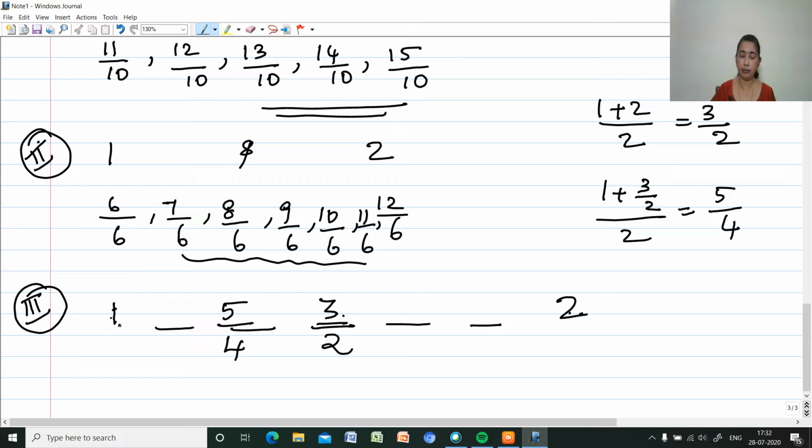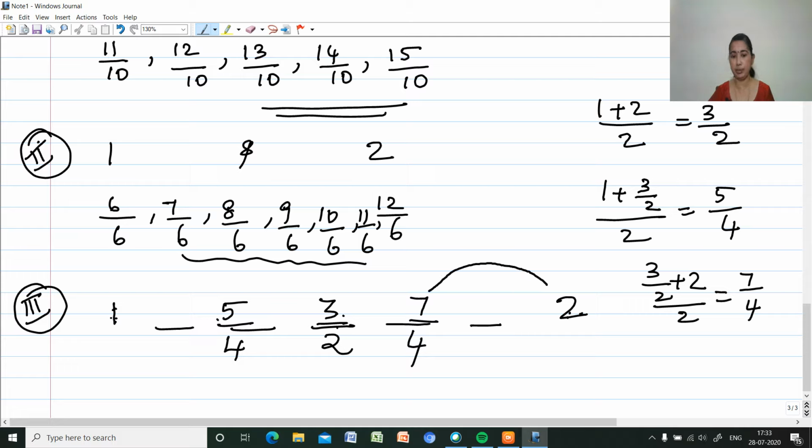Again, to get one more rational number between these two, add these two and divide by 2. Same way, if you add on this side also and divide by 2, we will get another number. So 3 by 2 plus 2 by 2 is equal to 3 plus 4, 7 by 4. So one number here is 7 by 4. Again, we can find the number between these two: add 7 by 4 plus 2 by 2, that is equal to 7 plus 8, which is 15 by 8. So here you will get 15 by 8.